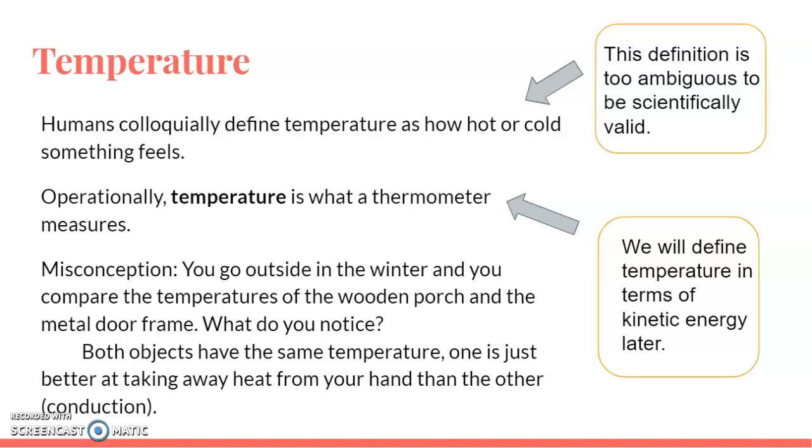The difference is that the metal is much better at taking heat away from your hand than the wood. We'll get into this later on as well. This is called conduction, but I just want to mention it here. So just be careful with that common misconception. Things can be the same temperature, but heat conduction can be at a different rate, so it makes your brain think that something's colder than the other, but it's not.